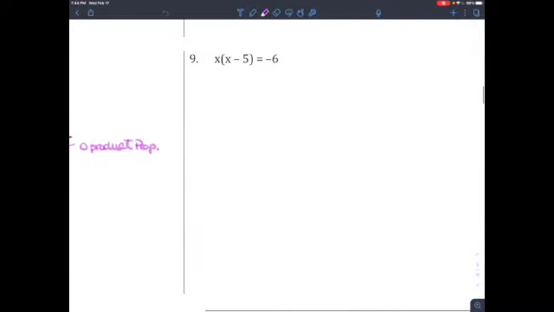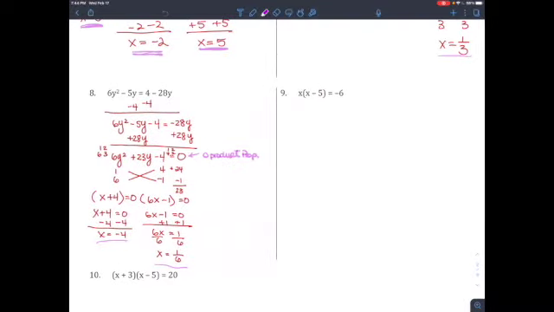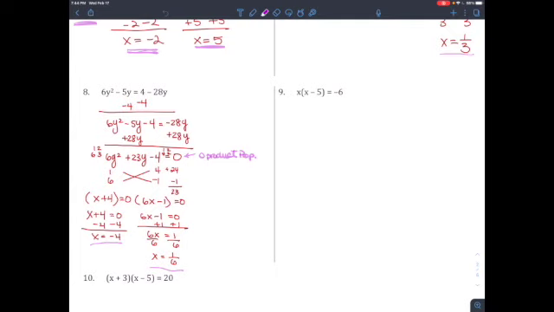Example number 9 is a little bit trickier. For example number 6, notice one side equals 0, so you can just move around. But number 9 is not just a plus or minus sign. They have a multiplication sign between the x and the parenthesis. But then you also have a negative 6. So when this kind of situation happens, you have to multiply and get everything out of the parentheses, then move it, then equals 0, then factor.